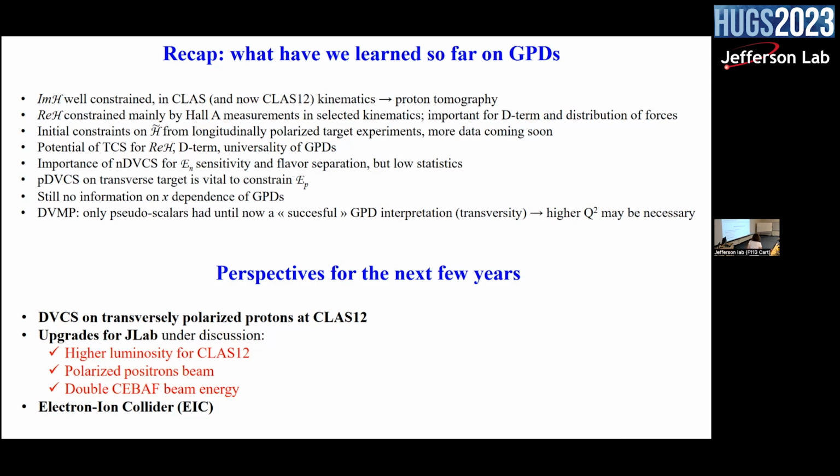So what are the perspectives for the next few years? There is the experiment on DVCS on a transversely polarized proton at CLAS12, and there are a lot of upgrades that are being discussed here at Jefferson Lab: the upgrade in luminosity for CLAS12, the introduction of a polarized positron beam for CEBAF, and also the doubling of the CEBAF beam energy. And in the longer term, the perspective that everybody is getting excited about is the Electron-Ion Collider.